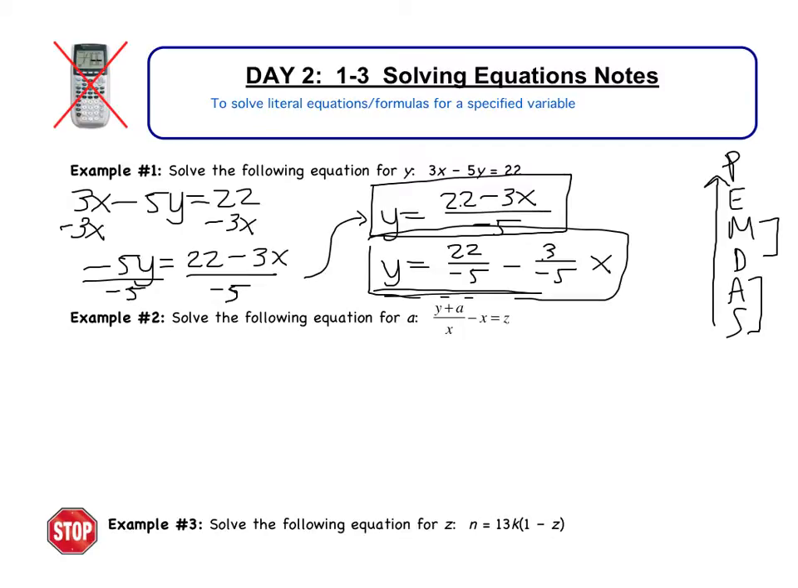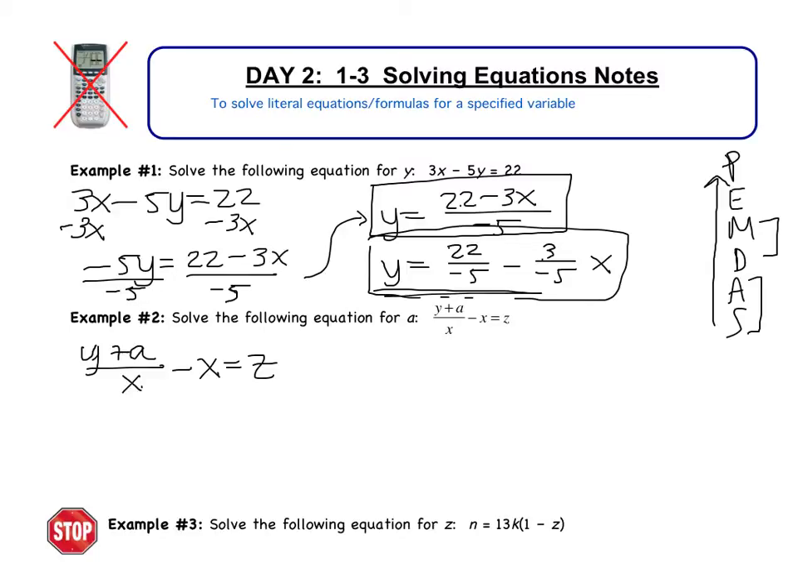So looking at example 2, solve the following equation for a. Okay, so I have y plus a, all over x, minus x equals z. So in the previous problem, you probably didn't need the order of operations. This one, you're definitely going to need the order of operations. On the left side, I have this y that's a problem, I have the x that's a problem, I have the other x that's a problem, and I need to solve for a.